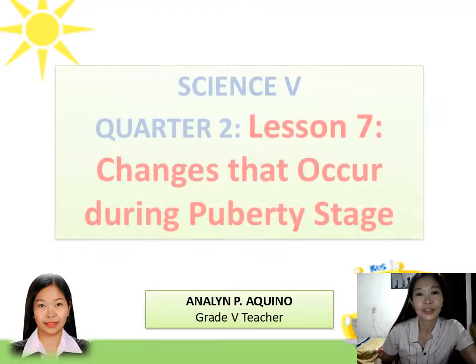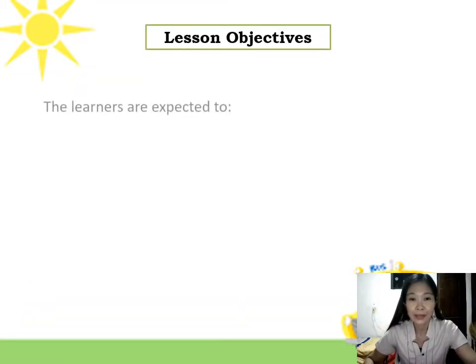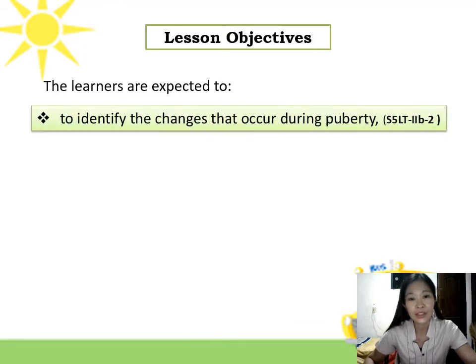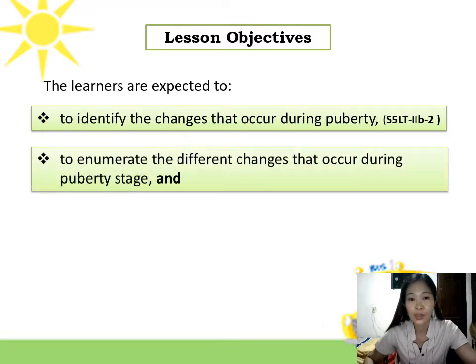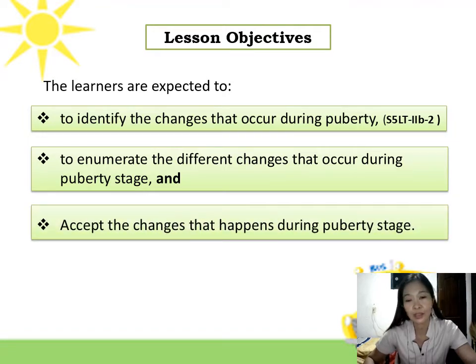For this virtual lesson, we are going to have Quarter 2, Lesson 7, Changes that occur during puberty stage. At the end of our lesson, you are expected to identify the changes that occur during puberty, enumerate different changes that occur during puberty stage, and finally, accept the changes that happen during puberty stage.